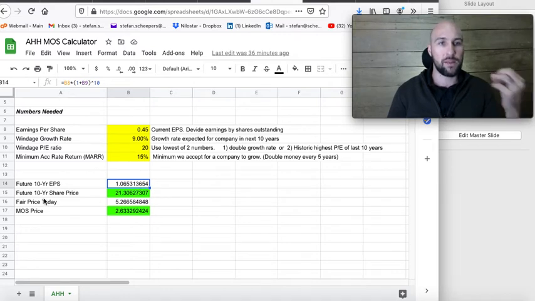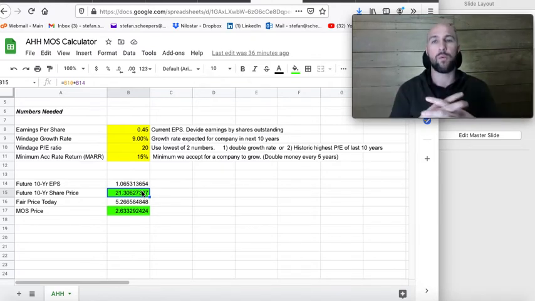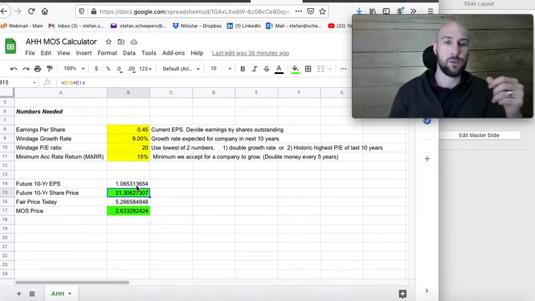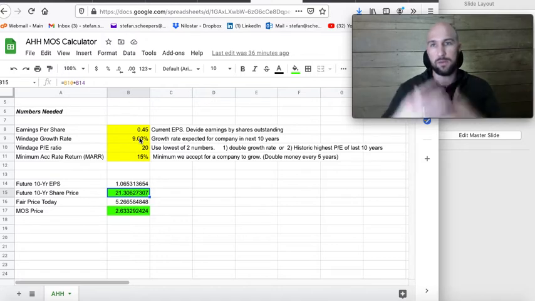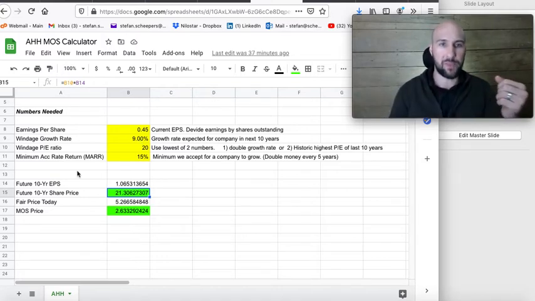And then the future share price will be, because you take this earnings per share and multiply it by the future PE ratio, the share price in 10 years will be around $21. So $21 is with around a 9% growth rate and a 15% acceptable rate of return.